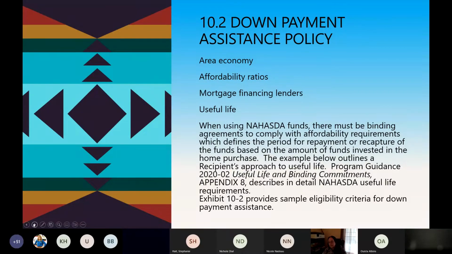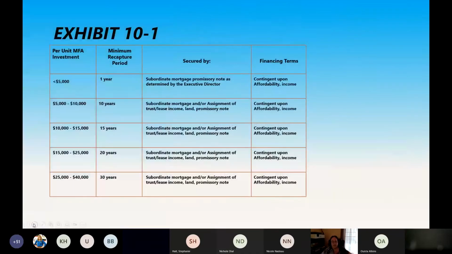So when using NAHASDA funds, there has to be a binding agreement in place to comply with our affordability requirements, which defines the period for repayment or recapture of funds based on the amount of funds invested in that home purchase. The example below outlines a recipient's approach to useful life. Program Guidance 2020-02, and Appendix 8, and we have Appendix 8A also, both talk about useful life, and they've got some samples in there. Exhibit 10.2 provides sample eligibility criteria for a down payment assistance.